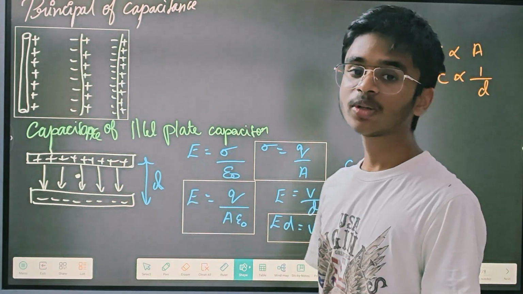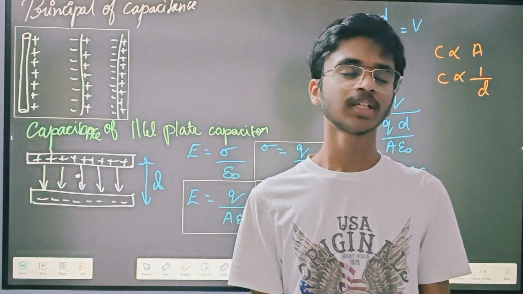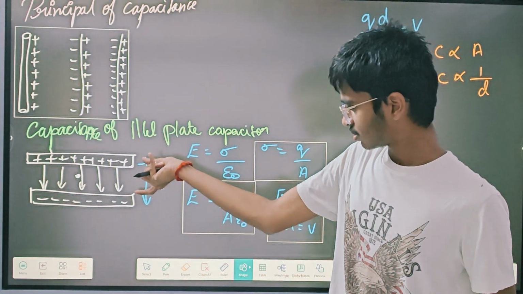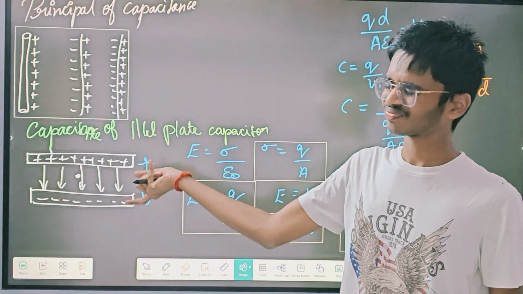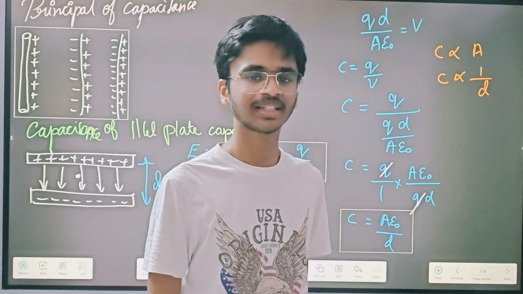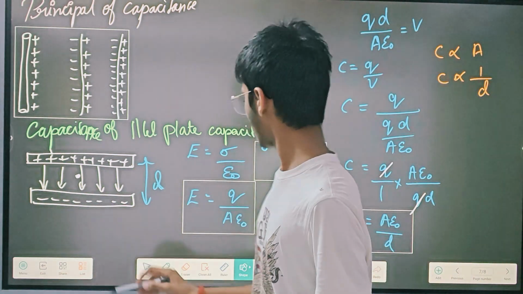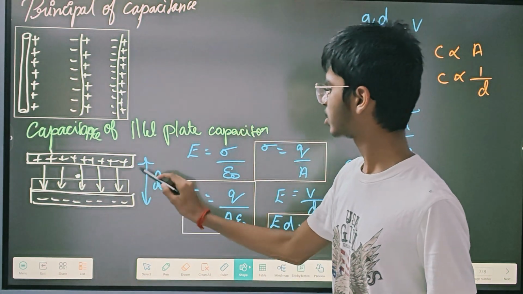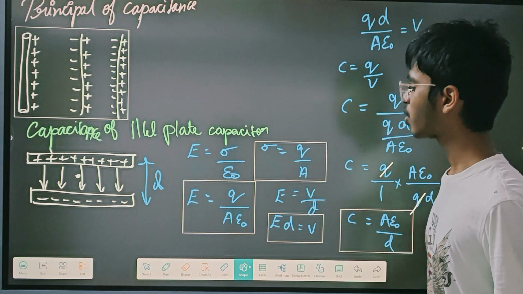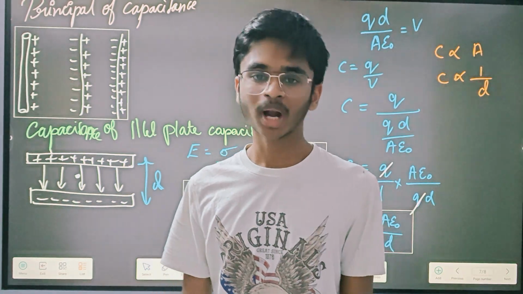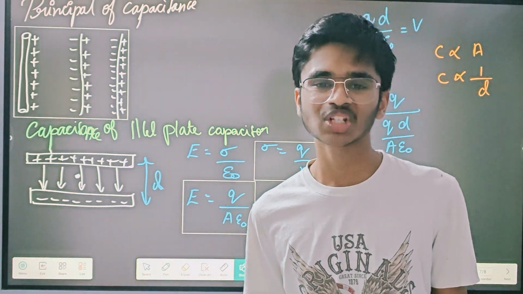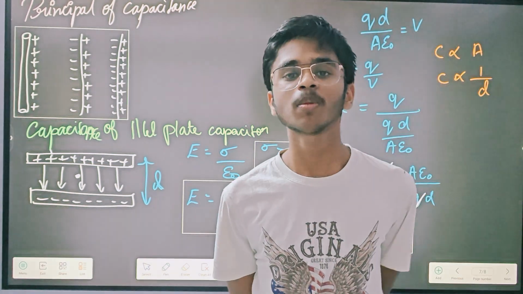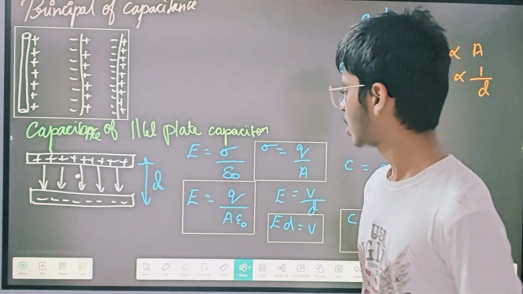Okay, so C is equal to A epsilon naught by D. D is the distance between these two metals, or the conductors, and A is the area. That means this total area. And epsilon naught is the permittivity of air.